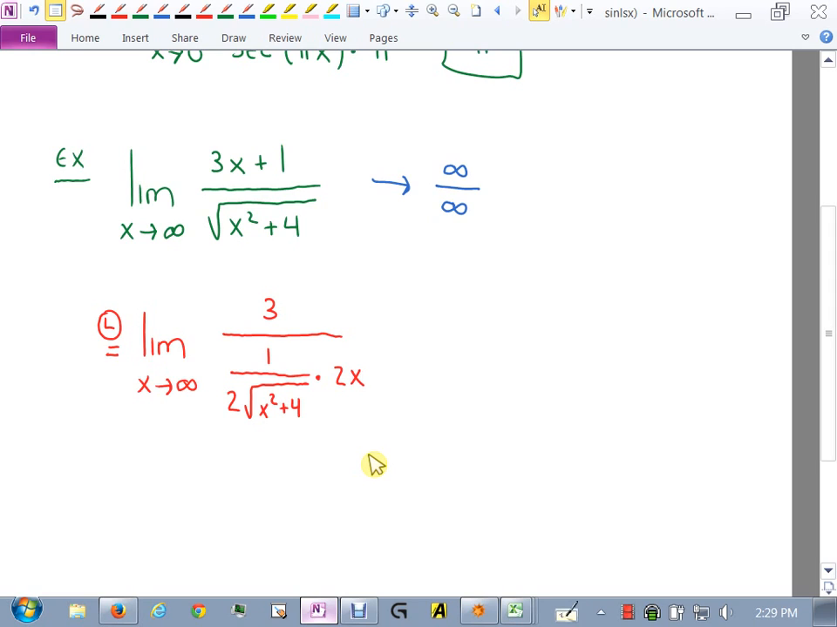That actually didn't turn out to be very nice, did it? I mean, like, the last one, things got kind of easier. Let me clean this up a little bit. I'm not doing anything, I'm just cleaning it up. Those 2's canceled. And so I have 3 over x over square root of x squared plus 4.